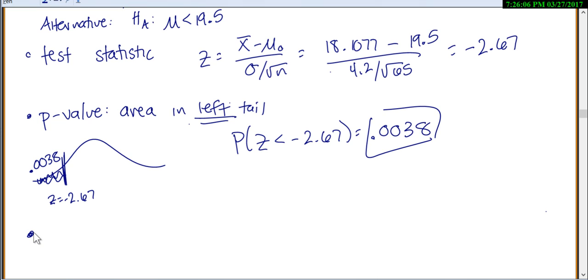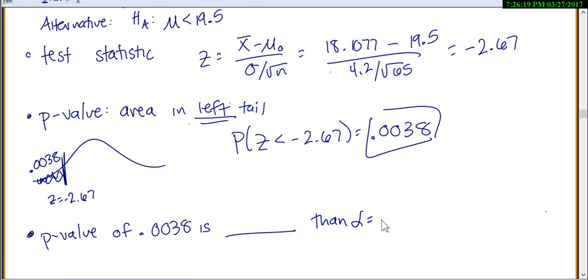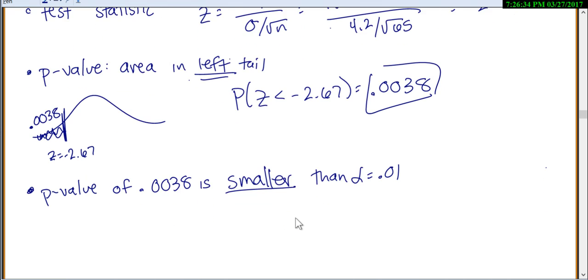And now we have to make our decision. So my p-value of 0.0038 is blank compared to alpha equals 0.01. Okay, so how does that compare? Is my p-value big or small? 0.0038 is smaller than 0.01. So when you have a small p-value, you will reject the null.